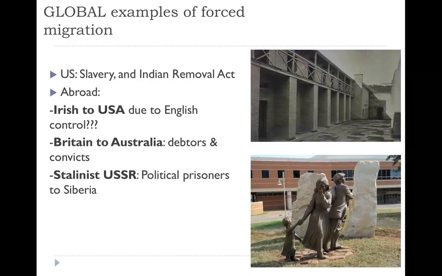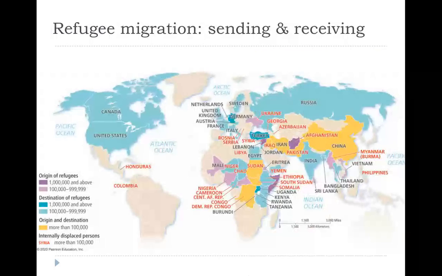People that were sent to Australia to live at that colony were either debtors or convicts in a lot of cases. The British shipped them out to their Australian penal colony at the time. And then we look at Stalinist Russia or the Soviet Union, where a lot of political prisoners were shipped out to Siberia. If they weren't killed, they were shipped off to Siberian gulags to be basically put in prisons there.